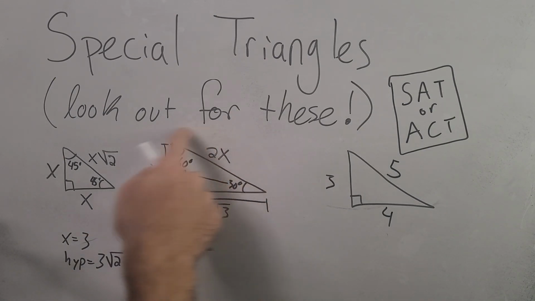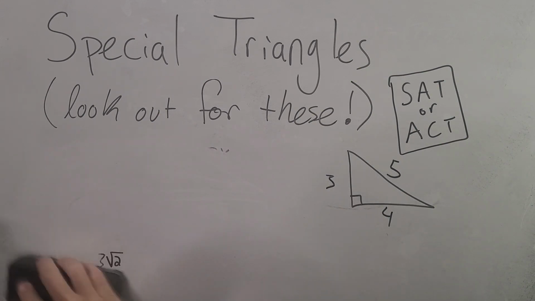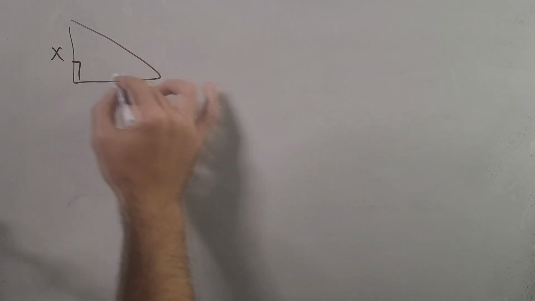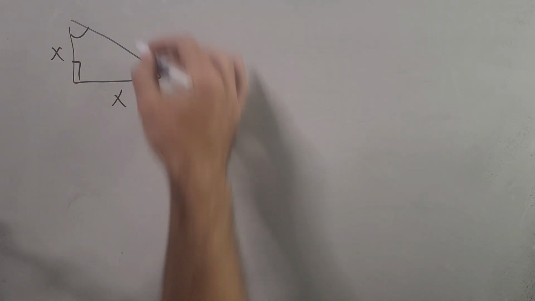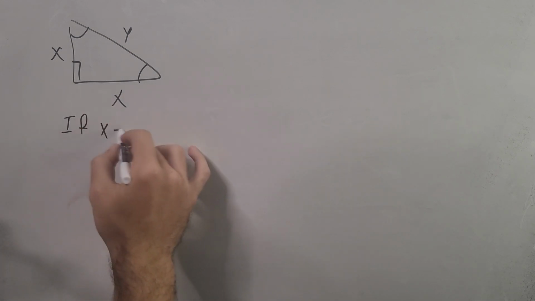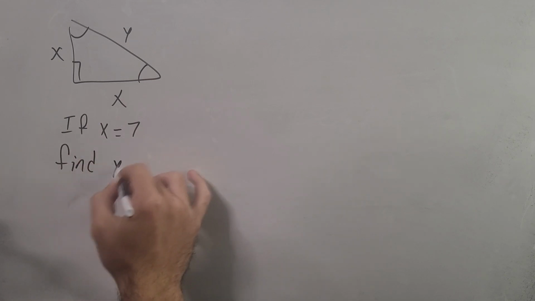So this might look kind of confusing or overwhelming, but we're going to practice this. I'm going to break this down further. The 3-4-5, we'll get back to that at the end of the video. Let's start off with some practice problems for the 45-45. It may not look perfect, but these two sides are the same length. Let's label the hypotenuse y, and let's say if x equals 7, find y.